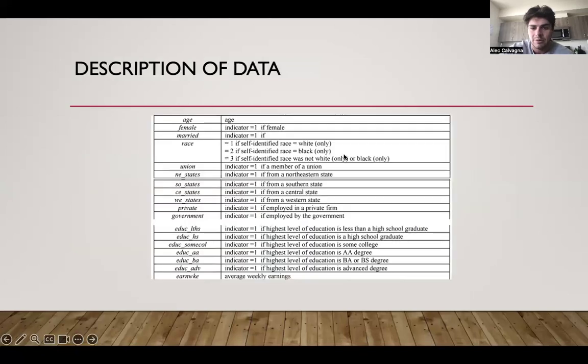For those columns, here we have them as a description of data: age, female, married, race, union, NE states, SO states, CE states, WE states, private, government, education less than high school graduate, education high school graduate, education some college, education level of an AA degree, a bachelor's level degree, and also an advanced degree. Lastly, we have our average weekly earnings, and that is the full table of data.